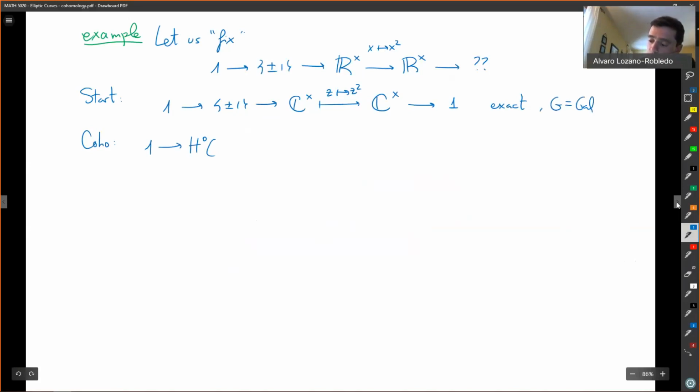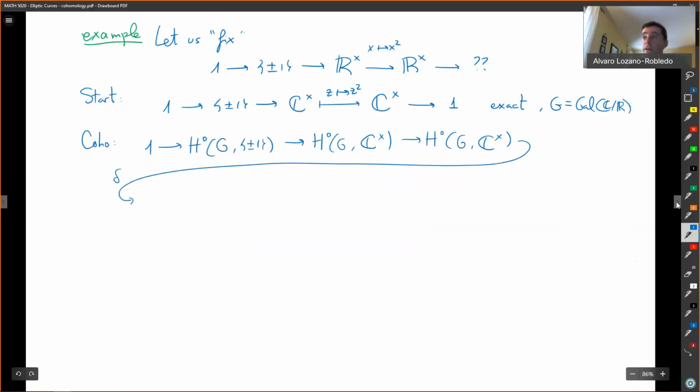G is the Galois group of the complex over the reals. G into plus minus 1 to H naught of G, C cross, to H naught of G, C cross, and then the delta connecting to H1, G of plus minus 1, going to H1 of G of C cross, and going into H1 of G, C cross.